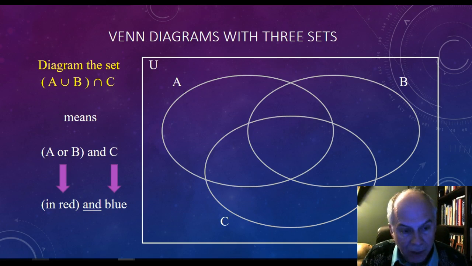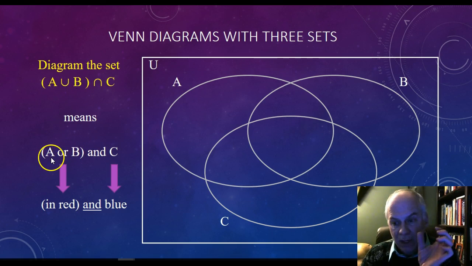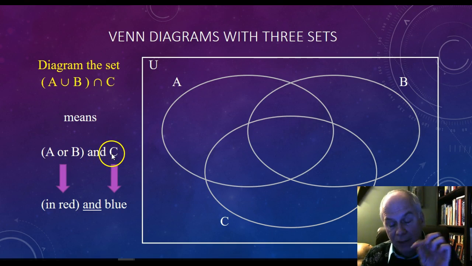I need to get the marking tool, but first of all, this A union with B, how would we interpret that? Well, A union B means all the elements that are in either A or in B. Okay, so that's what we're going to do. We're going to do A or B, and then we're going to intersect it with C. So it has to also be in set C.